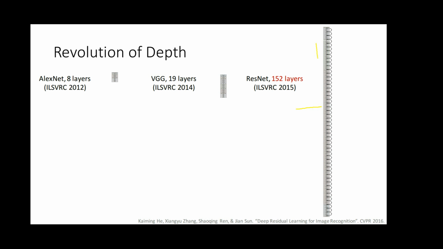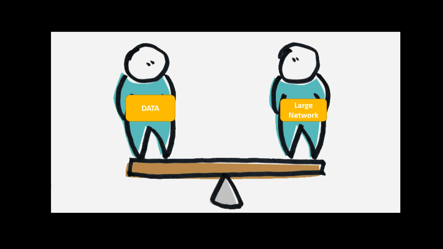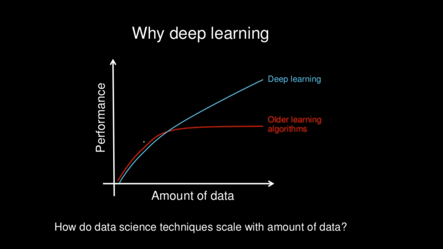Deep learning is driven by two things: one is data and the other is a large network. Andrew Ng presented this, and in his graph we can see that as the amount of data increases, the performance of deep learning increases.